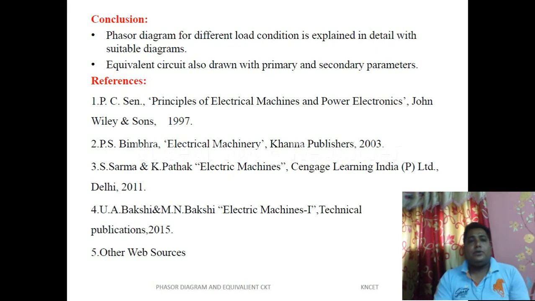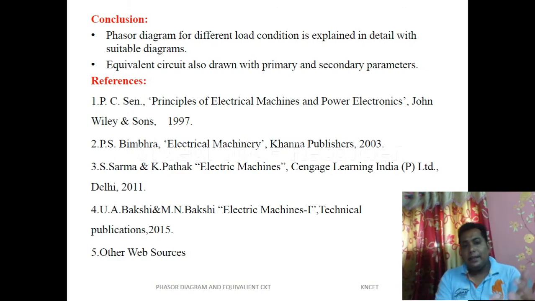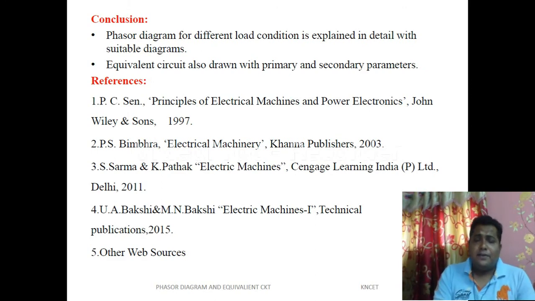So this is the conclusion. We have explained the phasor diagram for different load conditions, and also the equivalent circuit, and how to refer to the primary and secondary, and how we can simplify and make a simple series loop, that we have also calculated, and those are the references for making this particular PPT for you.